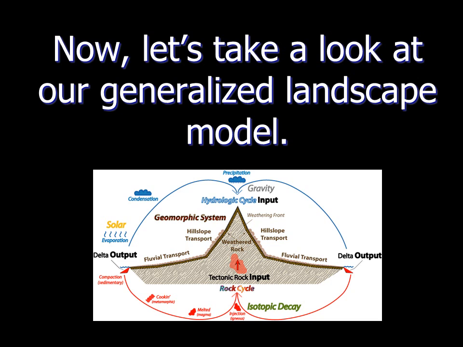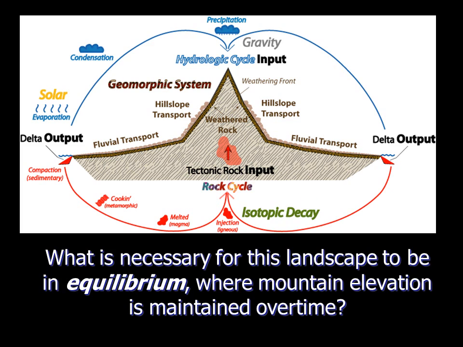Okay, so now let's zoom in and look at our generalized landscape model. Okay, so we're looking at specifically this thing where sediments get dumped in the ocean, compacted to form sedimentary rock, cooked into metamorphic, melted into igneous, while magma that forms igneous is injected back. What is this thing telling us about what our landscape will look like? So here's our first question. What is necessary for this landscape to be in equilibrium?